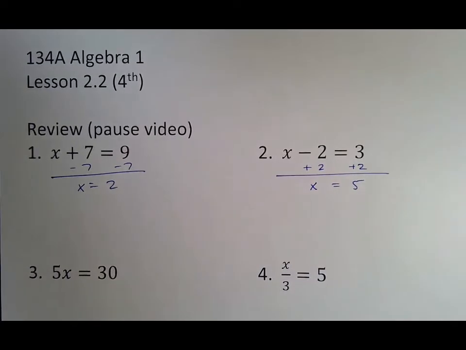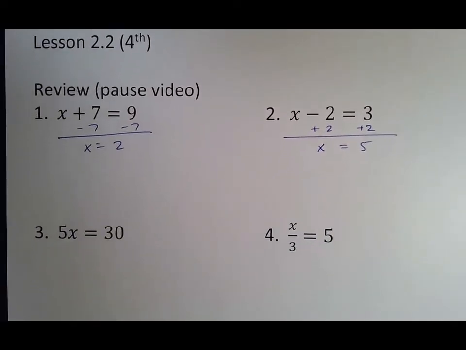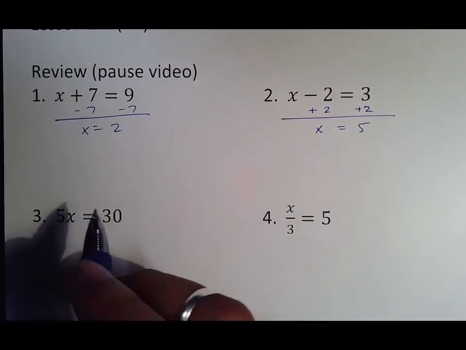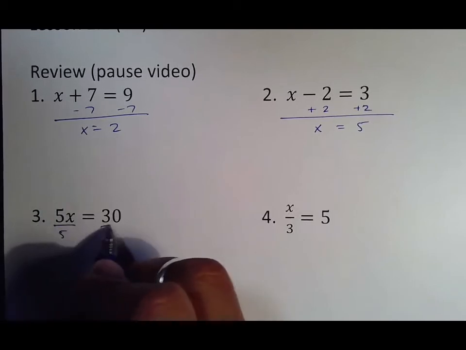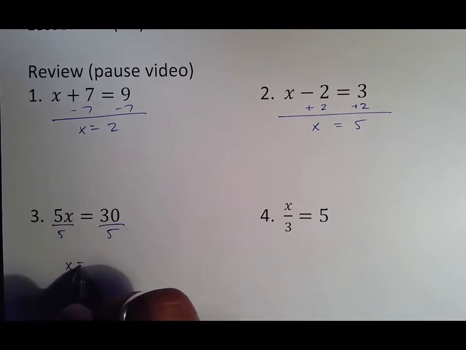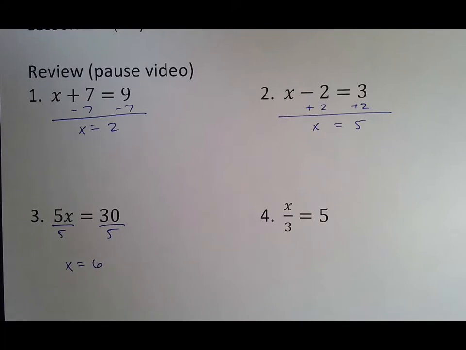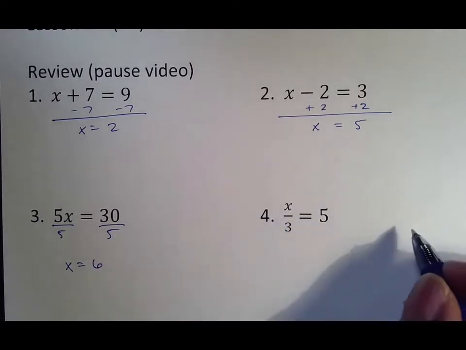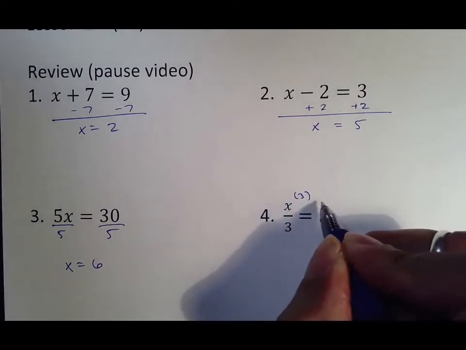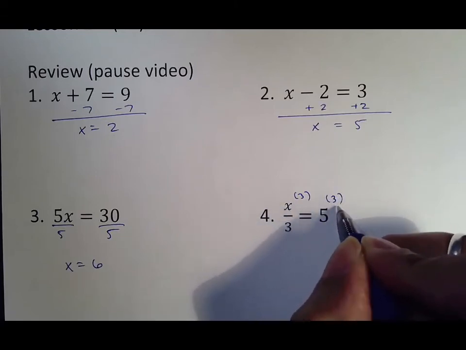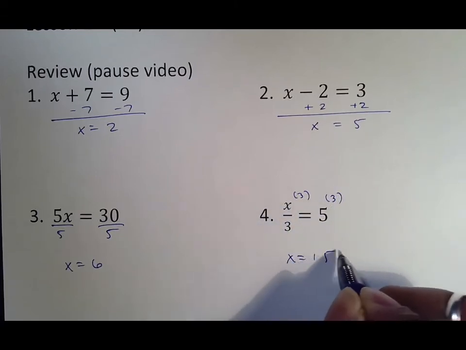Again, just making sure we have the showing part, which is really the most important part. Remember that this is 5 times x. What we do next is we show divided by 5, and therefore x is equal to 6. When you have x over 3 equals 5, it's x divided by 3. So we multiply both sides by 3, getting 15.